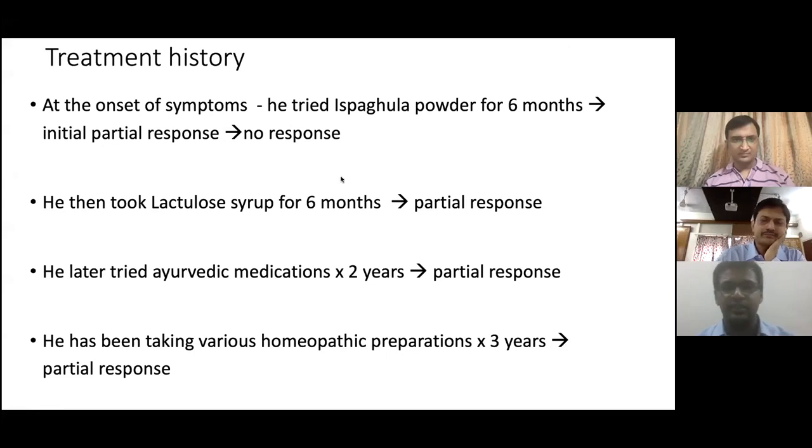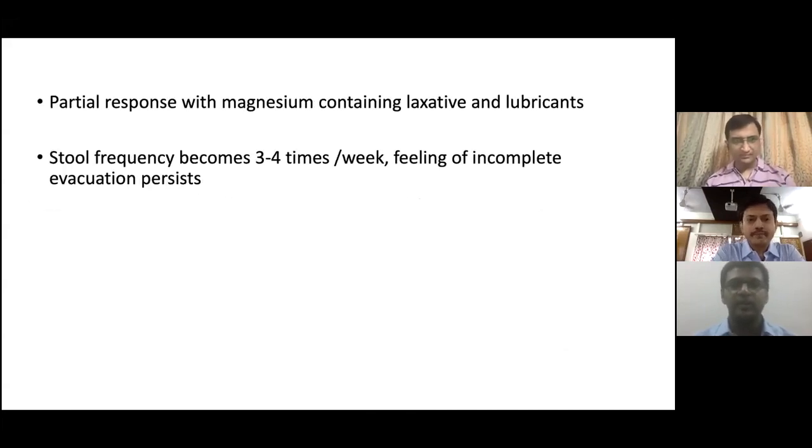Again, he had a partial response with the same. He then tried Ayurvedic medications for 2 years and later tried homeopathic medication for 3 years. With both, he had only a partial response. He also tried magnesium containing laxatives and lubricants, with which he had a partial response. And his stool frequency had only become 3 to 4 times a week, and his feeling of incomplete evacuation persisted.